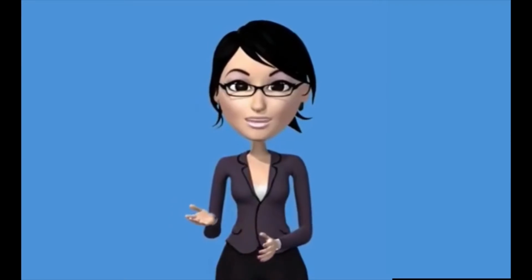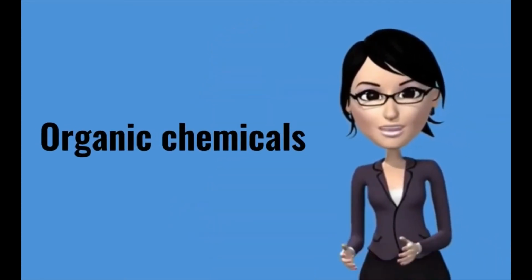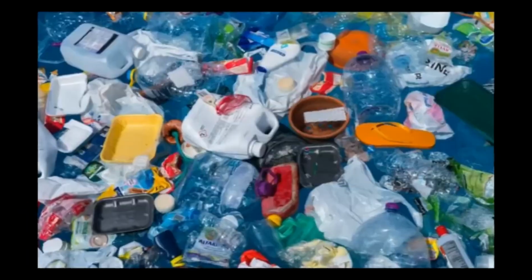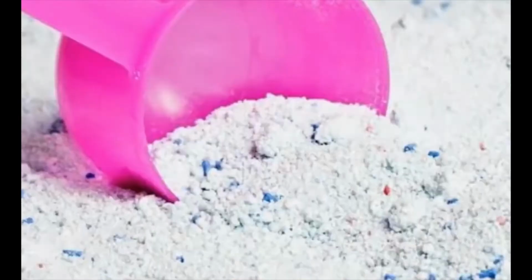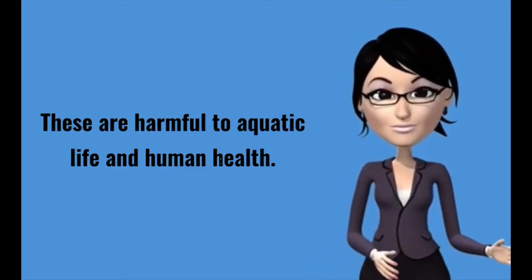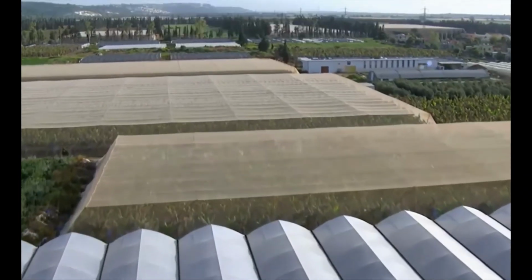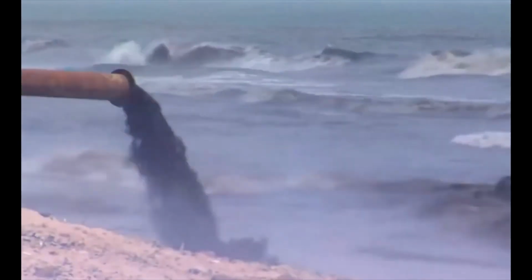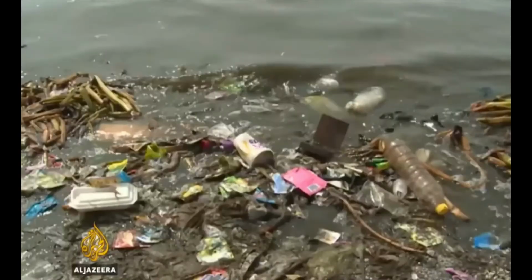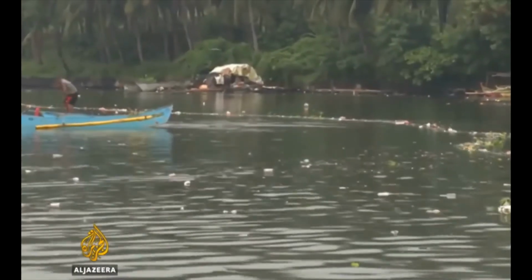Another cause of water pollution is a variety of organic chemicals. This includes oil, gasoline, plastic, pesticides, cleaning solvents, detergents, and many other chemicals. They are harmful to aquatic life and human health. They get into the water directly from industrial activity, either from improper handling of chemicals in industries, and more often from improper and illegal disposal of chemical waste.